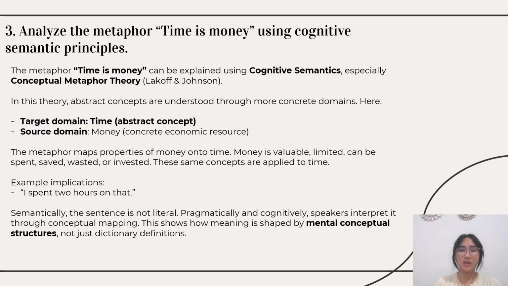The metaphor maps properties of money onto time. Money is valuable, limited, and can be spent, saved, wasted, or invested. These same concepts are applied to time. Example implication: "I spent 2 hours on that." Semantically, the sentence is not literal. Pragmatically and cognitively, speakers interpret it through conceptual mapping. It shows how meaning is shaped by mental conceptual structure, not just dictionary definitions.